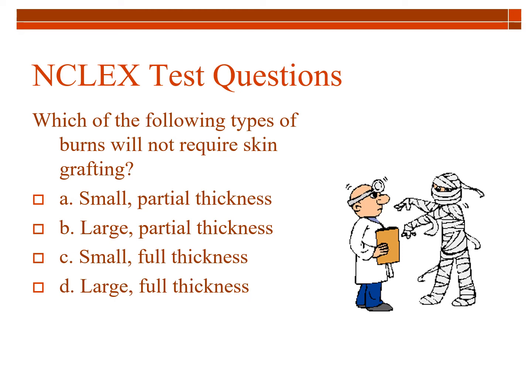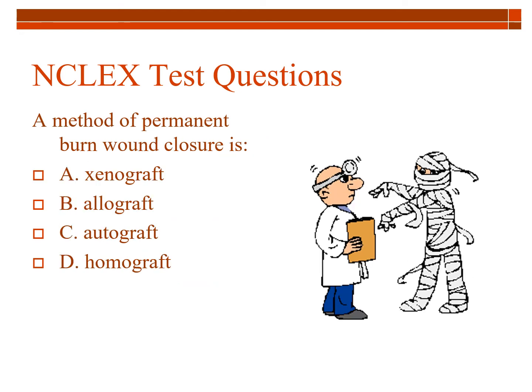And again, the answer is A. You would not need to graft with a small partial thickness burn. A method of permanent burn wound closure is... and hopefully you chose C, an autograft. The only permanent method is the autograft.